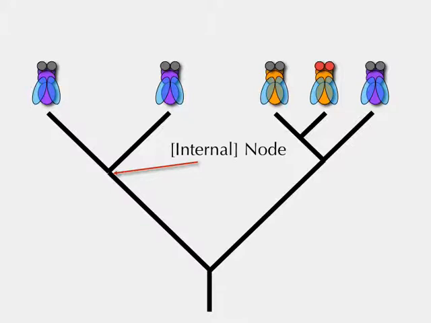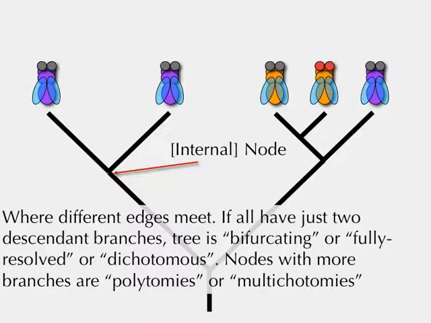That's an internal node. These connect. We often do things at nodes rather than along edges. I'll show you that later. Okay. If we have just two descendant branches, the tree is bifurcating, or fully resolved, or dichotomous. Nodes with more branches are often called polytomies or multichotomies, or bad. We don't like them. Why might we not like them? Right. It seems like we think most speciation events are one becoming two. So a polytomy could represent one becoming three or four or five.